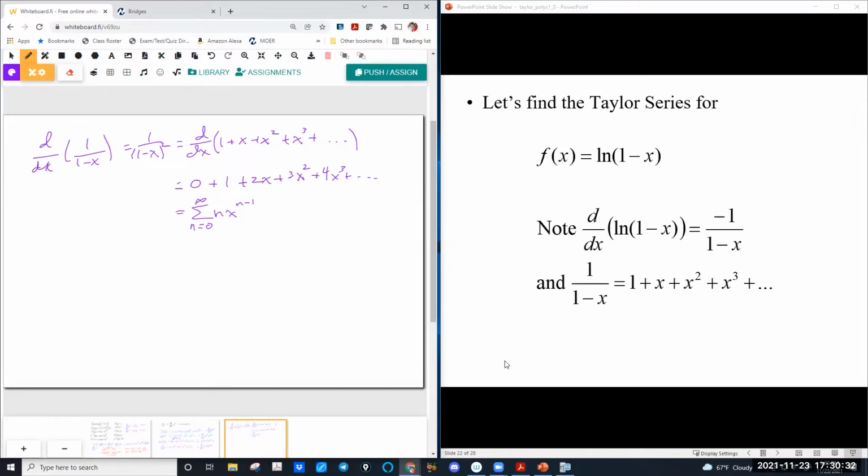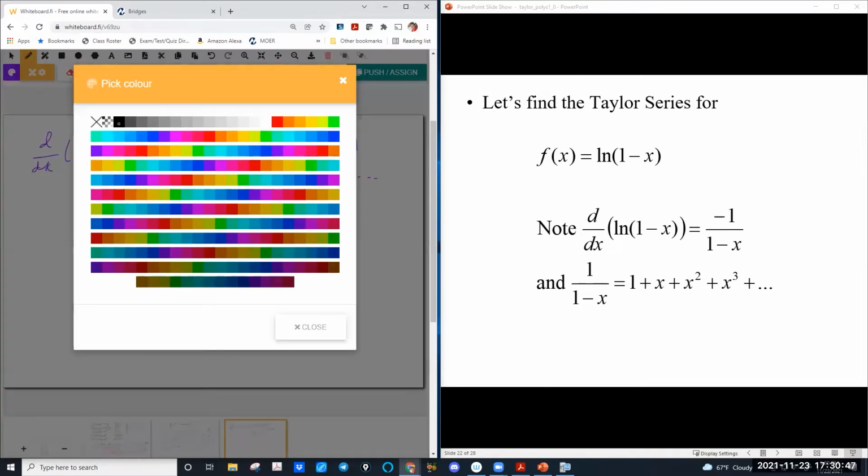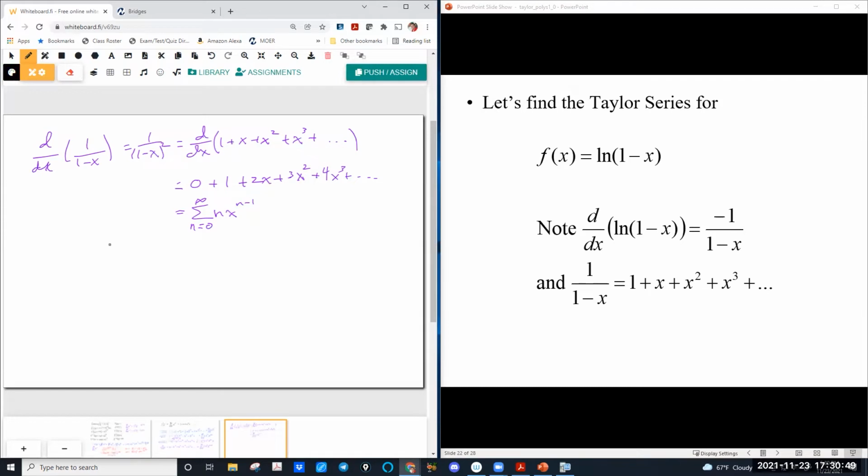Now, I won't bore you with this one, but we're trying to do ln of 1 minus x. And we know that the derivative of ln of 1 minus x is negative 1 over 1 minus x. So this is the one where we need the antiderivative. So here's what we know. Negative ln of 1 minus x is equal to the antiderivative of 1 over 1 minus x dx. And this is 1 plus x plus x squared plus x cubed plus dot, dot, dot dx.